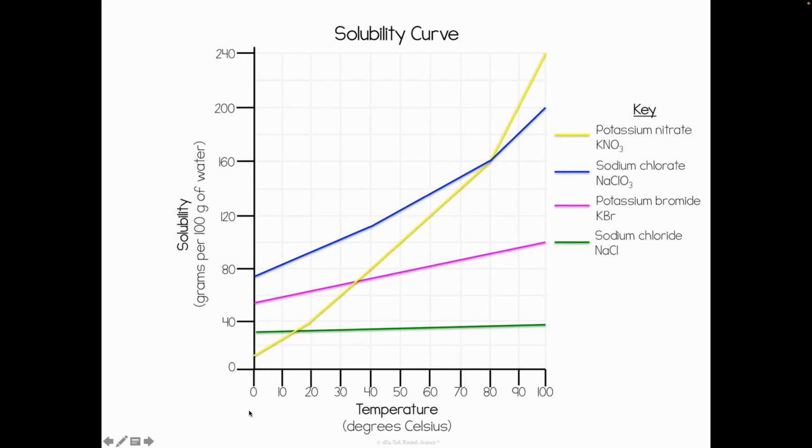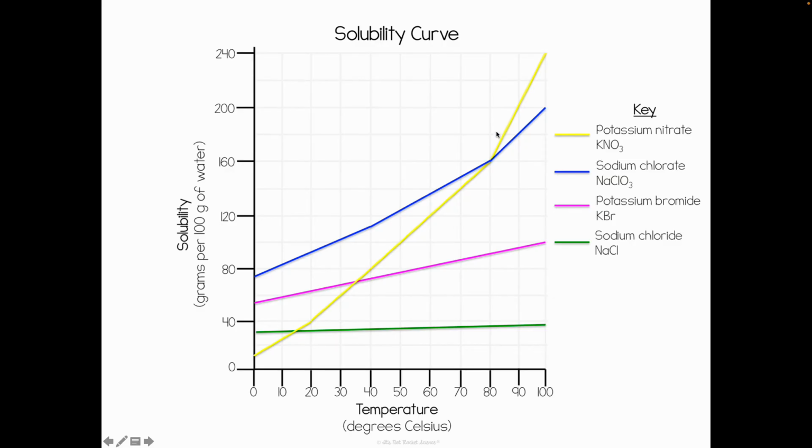Okay, so on the x-axis, we typically have temperature as degrees Celsius. And then on the y-axis, we have solubility. And we're looking at the grams of solute per 100 grams of water in this case. But it could be in any type of solvent. In this case, we're looking at the solvent of water. And our different solutes are these different colored lines. So we're looking at dissolving potassium nitrate versus sodium chlorate versus potassium bromide versus sodium chloride.